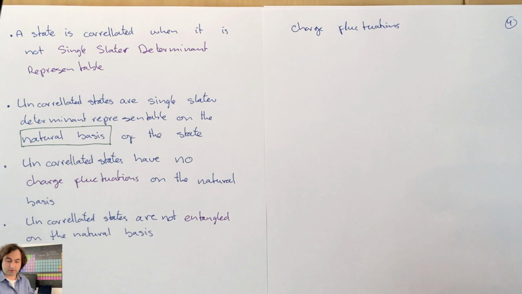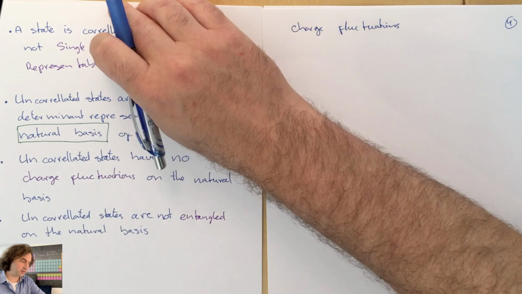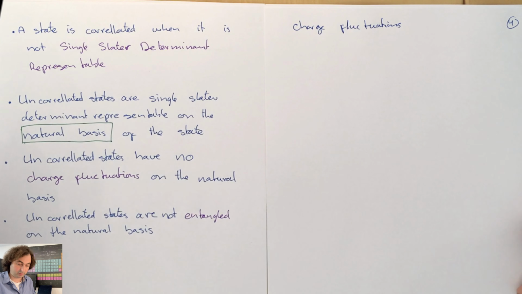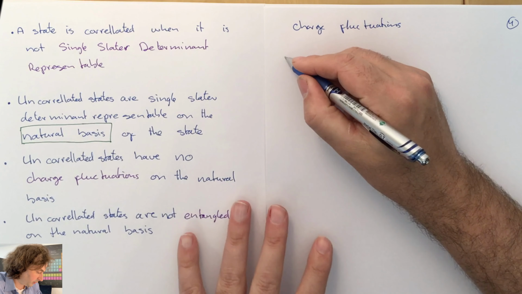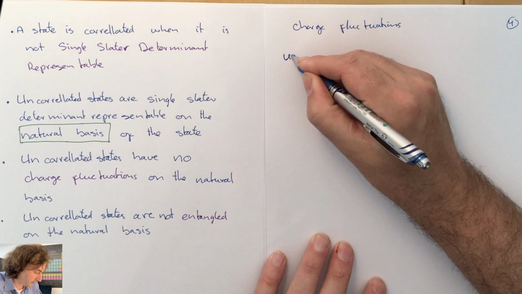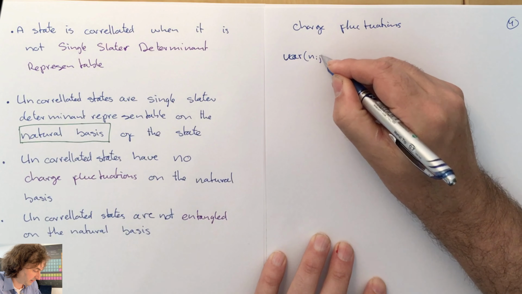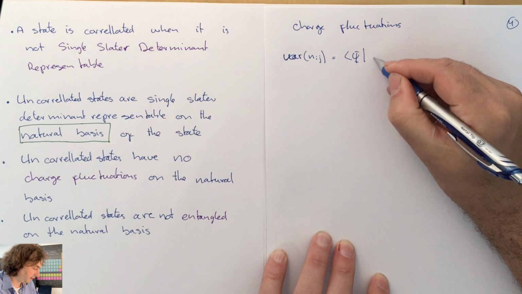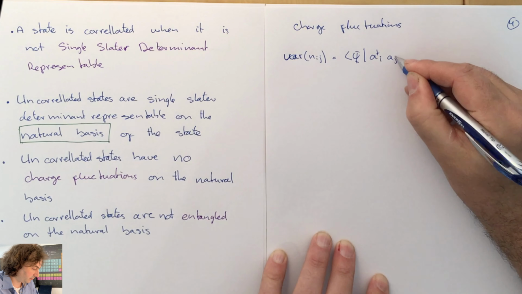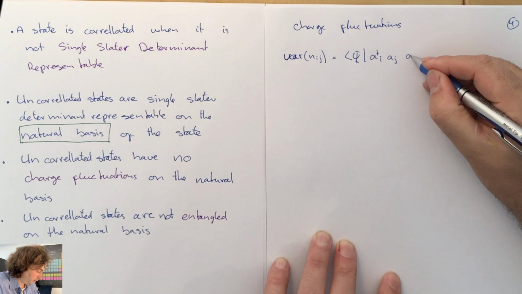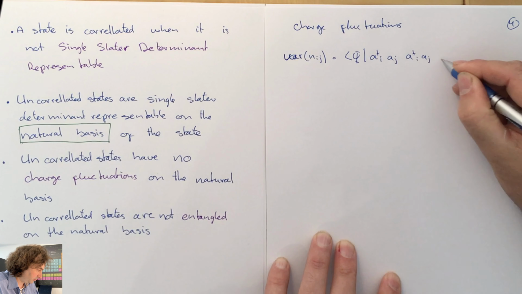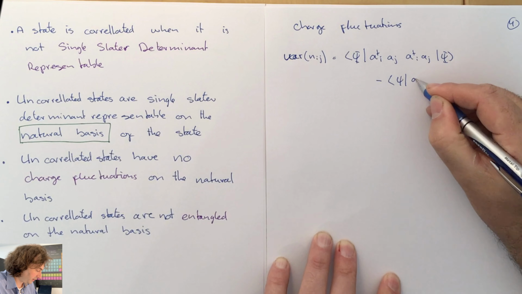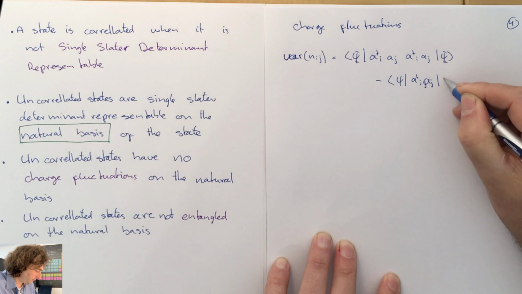So I want to calculate what the charge fluctuations for a general state are, and the statement is that uncorrelated states have no charge fluctuations on the natural orbital basis. So I want to calculate what the variance is of my density matrix. For this we have our many particle state and the density matrix, and for the variance we take the density matrix squared and we subtract the square of the expectation value of your density matrix.